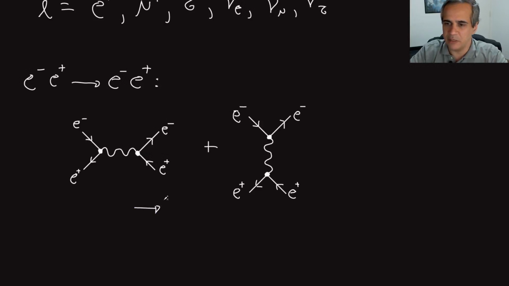Remember, time is going to the right here in my convention, right? These two cases are indistinguishable because in any case I have an electron and a positron at the start and an electron and a positron at the end.